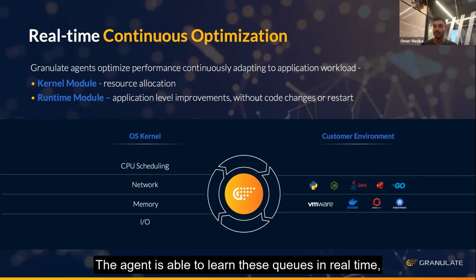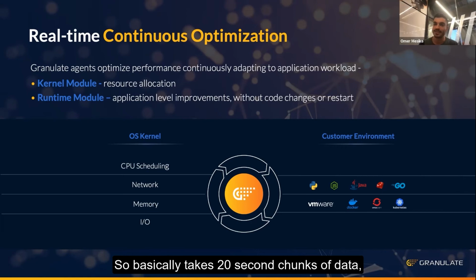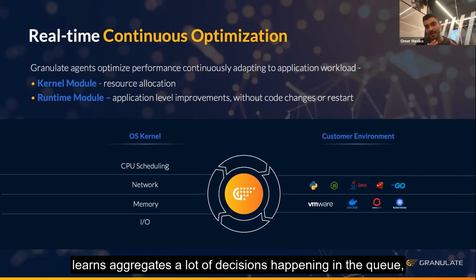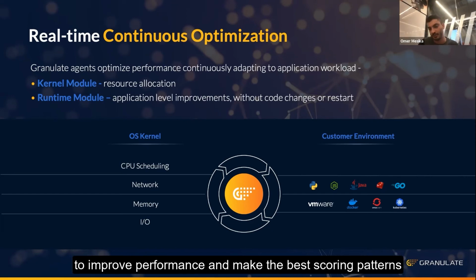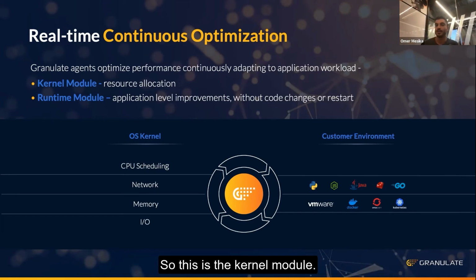The agent is then able to learn these queues in real time, and after activation, prioritize queues in order to relieve those contentions to improve performance. Basically, it takes 20-second chunks of data, learns, aggregates a lot of decisions happening at the queue, and then is able to prioritize those in real time to improve performance and make the best scoring patterns found during the learning phase. So this is the kernel module.